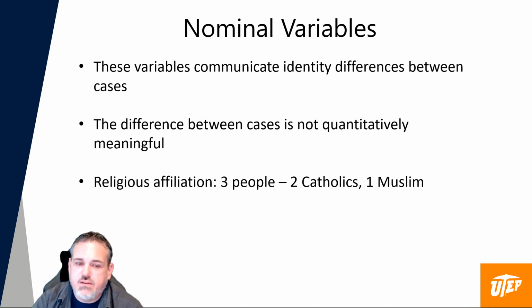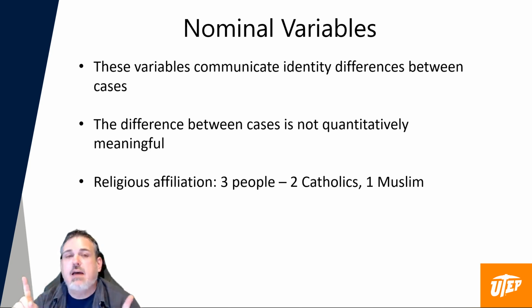But back to this idea of nominal variables. Let's take a variable that measures religious affiliation. Let's say we have 3 people. And in that group of 3 people, we have 2 individuals who identify as Catholic and 1 who identifies as Muslim. Those 2 individuals who identify as Catholic have that in common. They are both Catholic. And the individual who identifies as Muslim is Muslim.